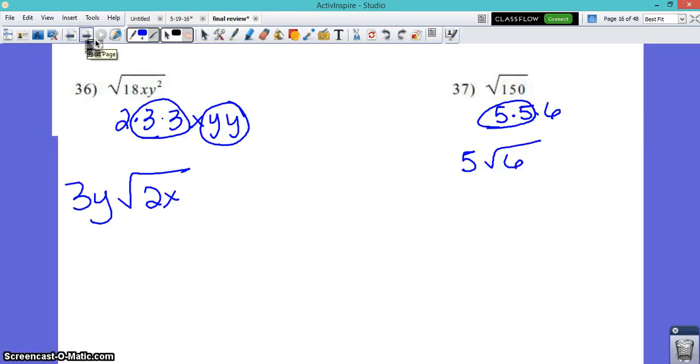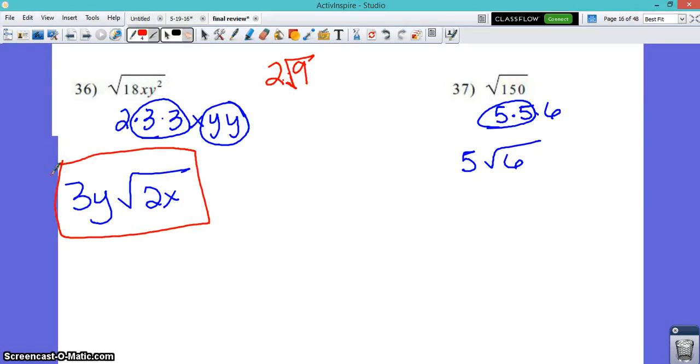36 and 37. Well, I pulled this all the way down to prime. Or if you were super intelligent, you would have known that that's really 2 times 9. 9 is a perfect square of 3. So you could have just pulled out the 3 automatically. So it just really depends on what kind of learner you are. Do you need to take it all the way down to prime? Or can you do a little bit at a time?